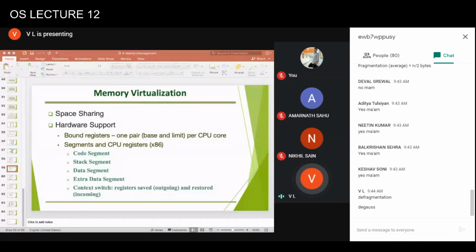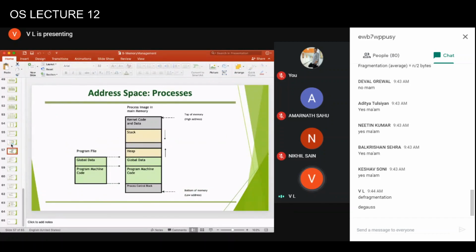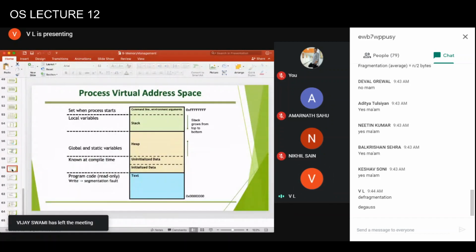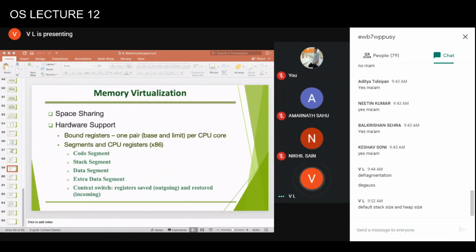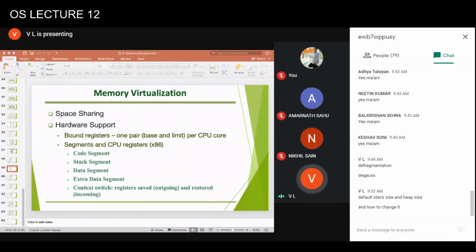Otherwise, I would like you to also explore, what was the question I wanted you to find out? Stack size and heap size. You have to find out what the default stack size and heap size are and how to change them in your operating system, whatever operating system you have. So I want you to find out the answers to these questions. This will be part of the assignment, along with the assignment that is there in the slides.